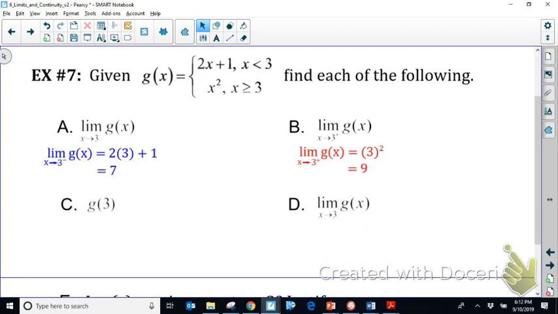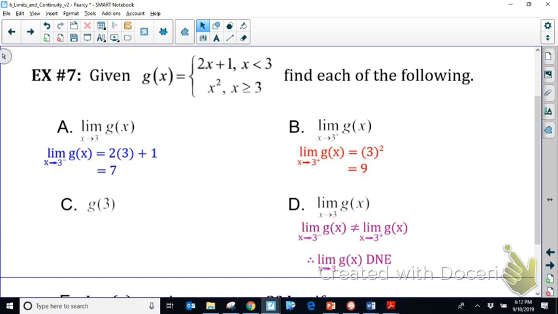Part B, evaluate the right-hand limit. And here, again, if you wanted to, you could put 3.0001, but either way, you're going to come to the conclusion that you're going to approach a 9. So right away, the left and the right-hand limits don't match. So the general limit, I'm going to just go to D here. The general limit doesn't exist because the left and right-hand limits don't match.